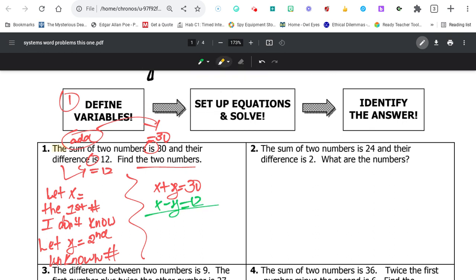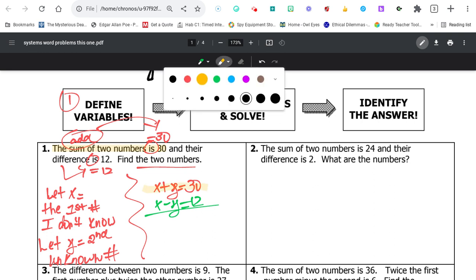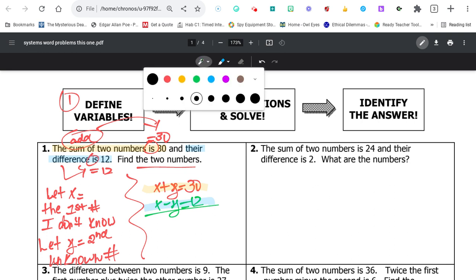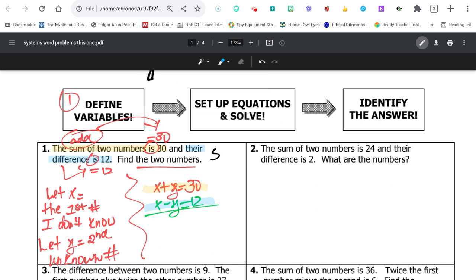So one equation came from the sum of the two numbers is 30. That's where that one came from. And the other equation came from the difference of those same two numbers. It says their difference is talking about x and y. That difference is 12. So I just wrote both equations from those two statements. I wrote the system from those two statements, okay?